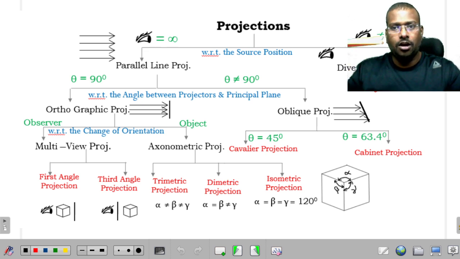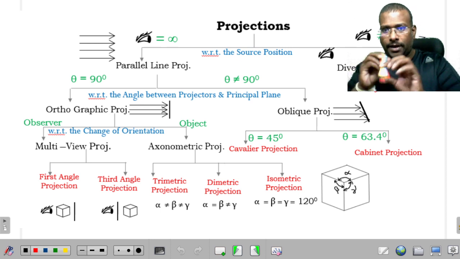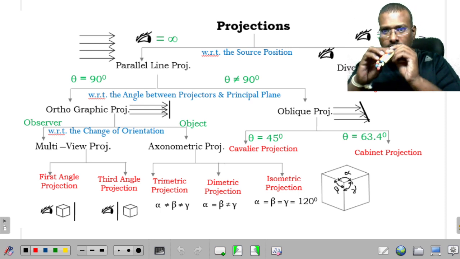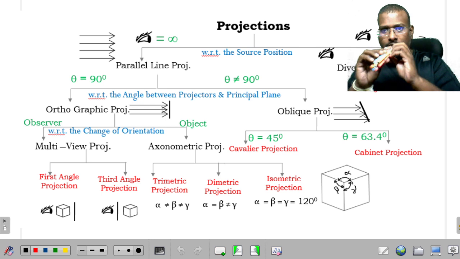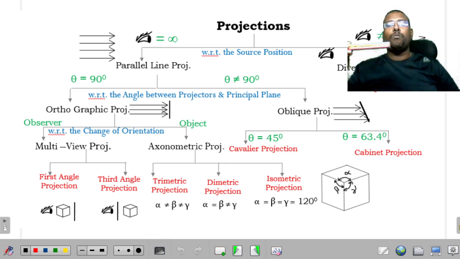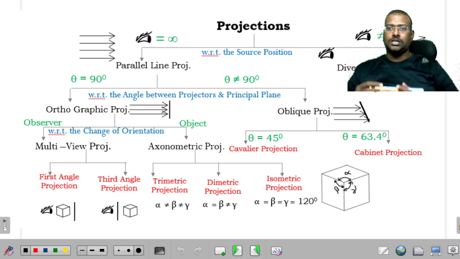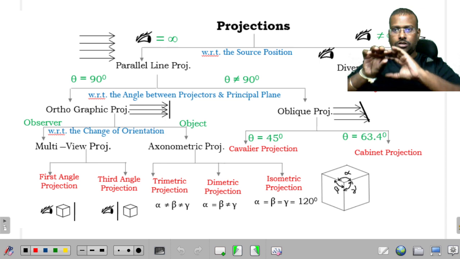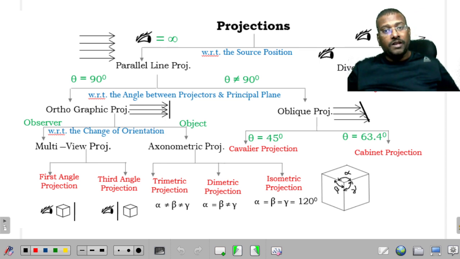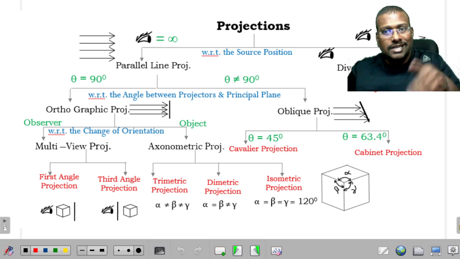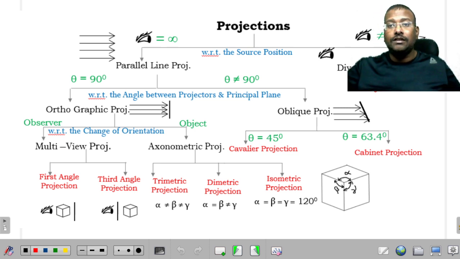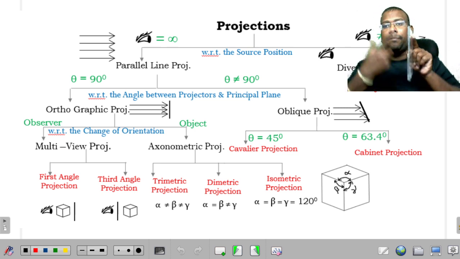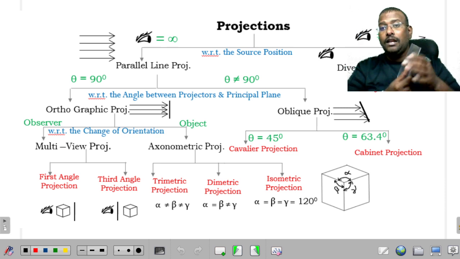Then automatically the rays are going to be parallel. Now here if you observe, all these lines are parallel. For your clarity, I am assuming these are projectors, or otherwise you may assume my fingers are the projectors. Assume all these are parallel to each other. Now, what is the next classification? It is with respect to the principal plane. What is that? Principal plane.